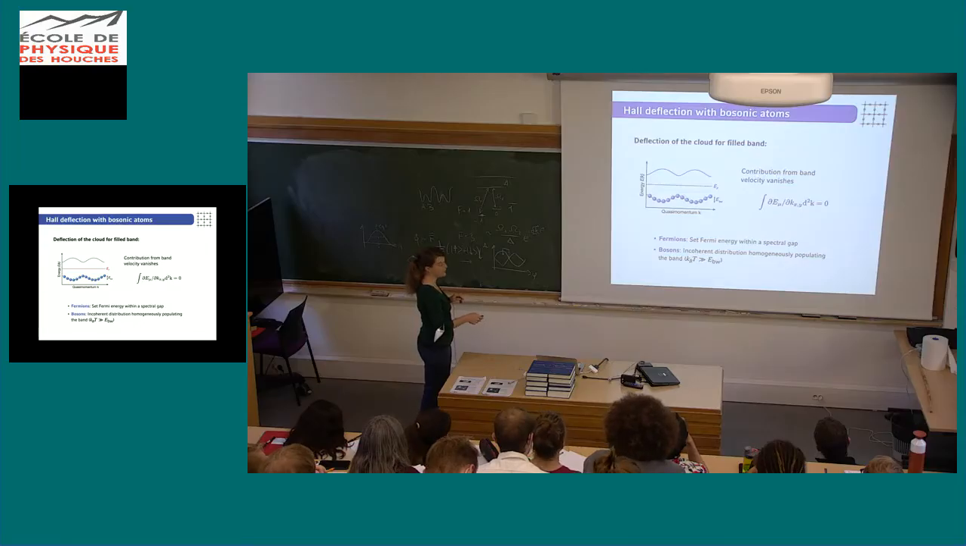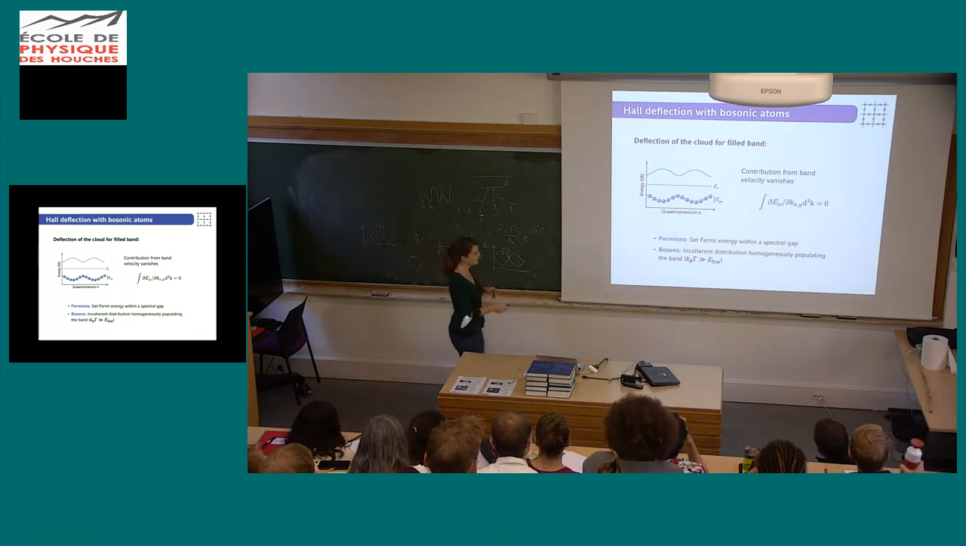okay, so just how to realize this. We have done it with bosons, and you may ask, how do we fill the whole band? Because usually we create a Bose-Einstein condensate, there are no interactions, we have just basically zero interactions, there are a little bit of interactions.